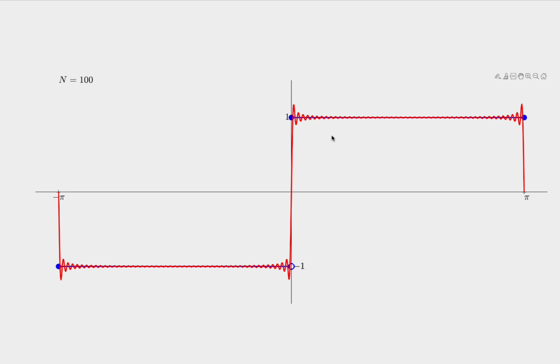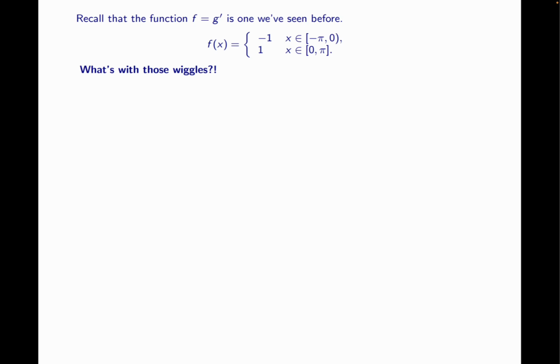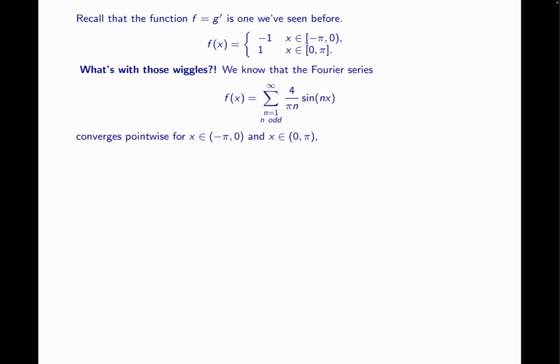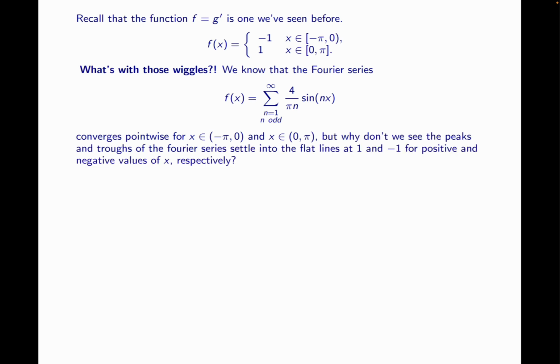And so the analytical question we want to ask here is, what's up with that? What's with those wiggles? We know that the Fourier series converges pointwise in the two open intervals that I mentioned. But why don't we see the peaks and troughs of the Fourier series settle into flat lines at 1 and negative 1 for positive and negative values of x respectively? Why doesn't it settle down?